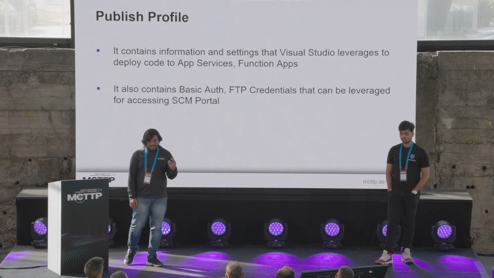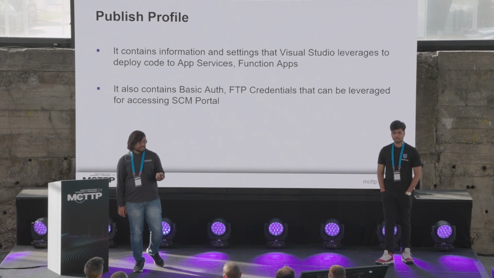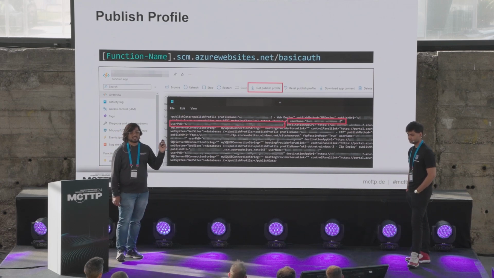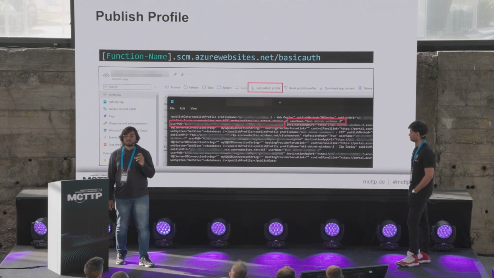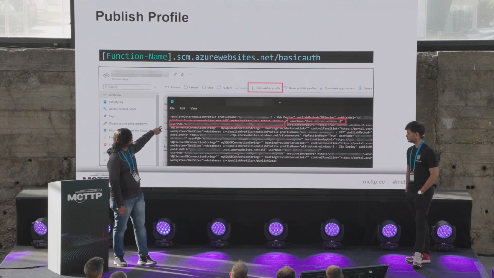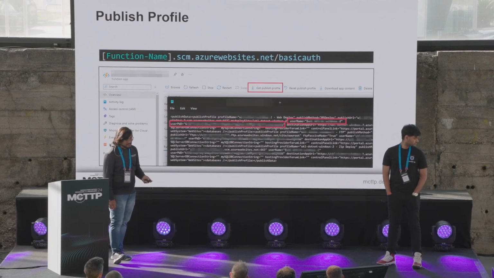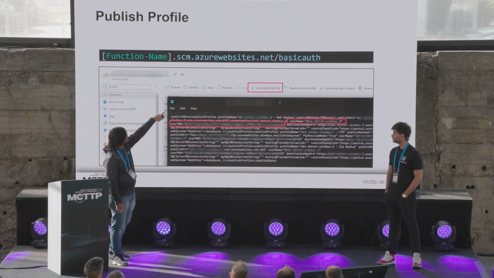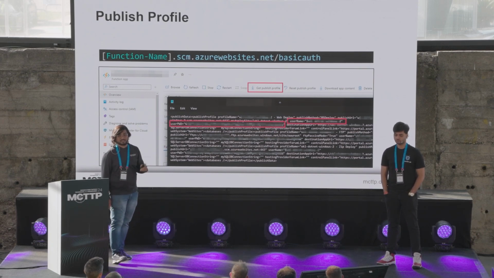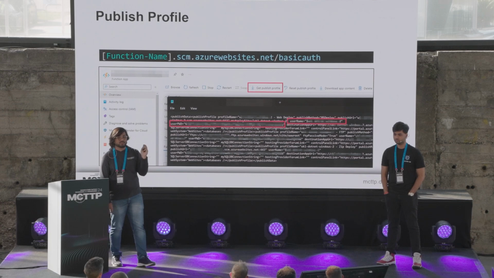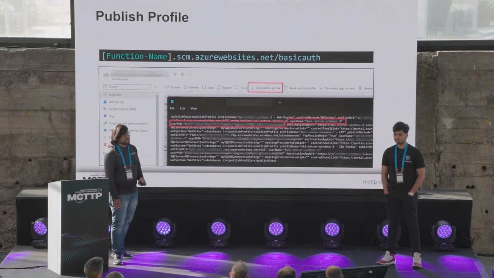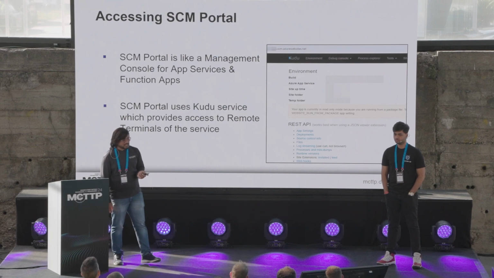So what we did was we extracted the publish profile file, and we managed to get credentials. These credentials allow you to authenticate to the SCM portal via basic auth. You can see that endpoint, functionappname.scm.azurewebsites.net/basicauth. This is an endpoint which allows you to use the credentials that you find in the publish profile as MS Deploy. So we used those credentials.